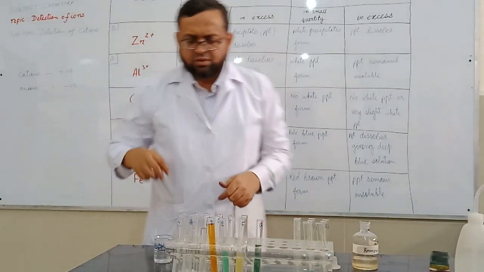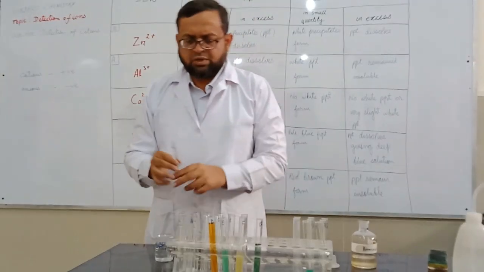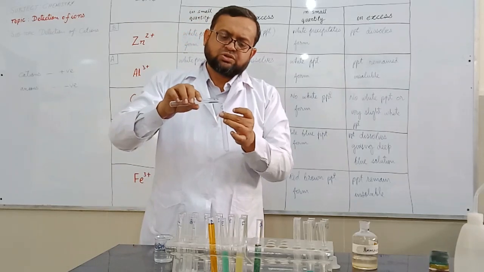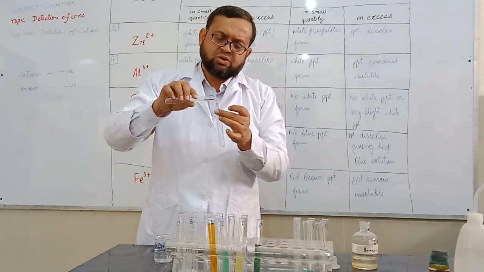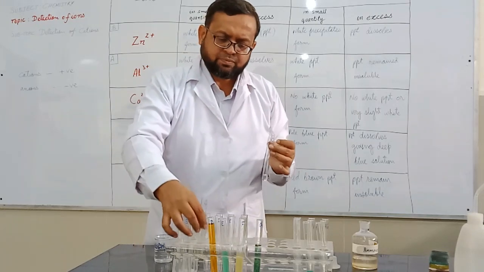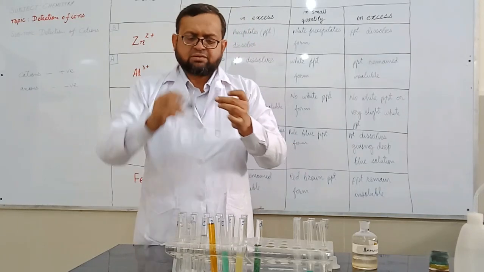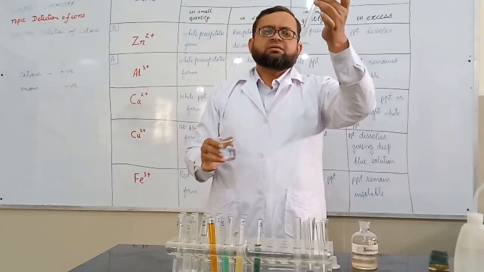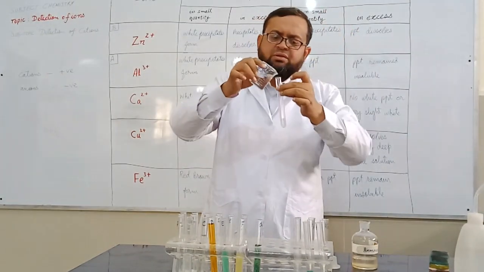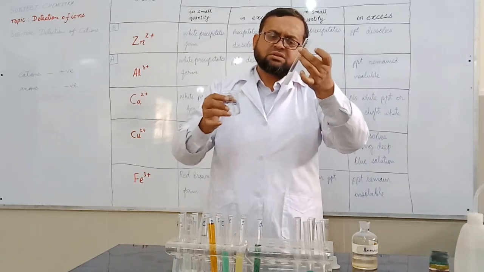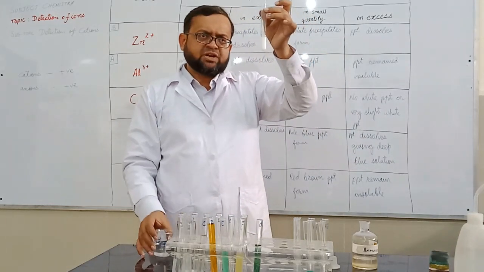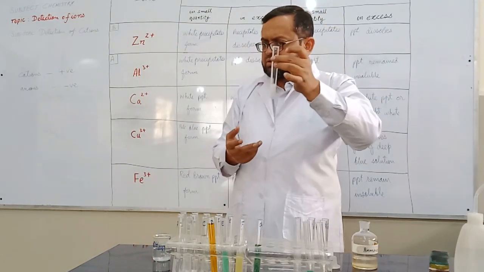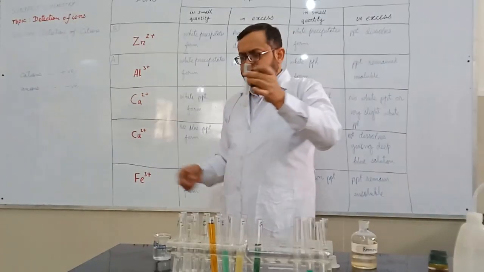Now come to solution C. Again, I am performing the same test. Solution C is taken in a small quantity in a test tube. Then we will add a small quantity of sodium hydroxide. See, again the white precipitate forms, and instead of dissolving, this precipitate remains, even the precipitate increases. So it might be calcium.